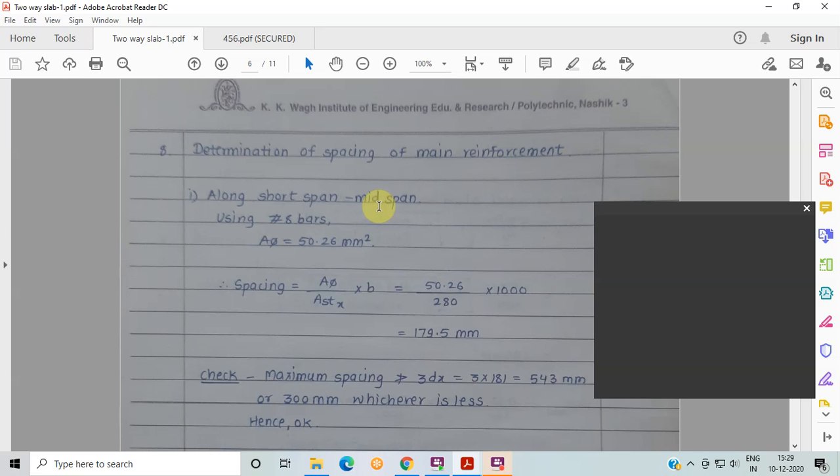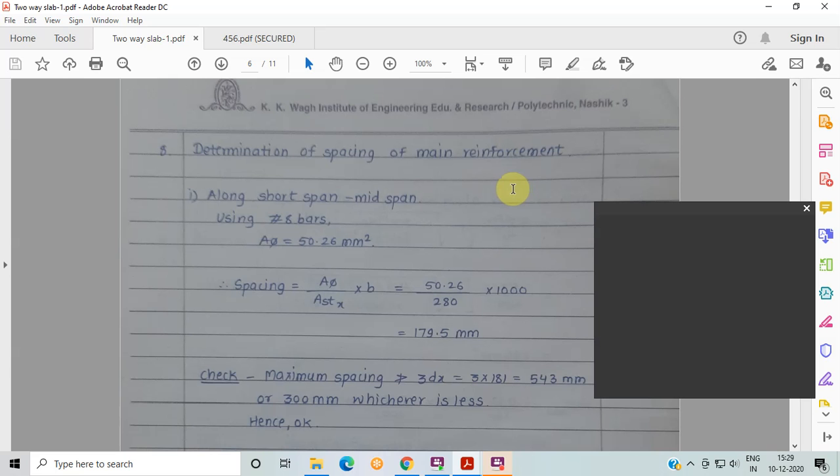This is at the corner at which both the edges are discontinuous. There is one more point given in the IS code: if only one edge is discontinuous and the other is continuous, then this ratio is given as 3/8. That means 50% of this is to be provided as torsion reinforcement at that corner. So here we are getting area of torsion steel as 210 mm square.